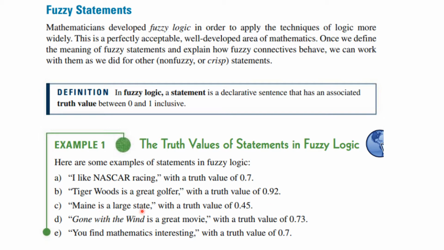Maine is a large state. The degree to which you feel that's true is 45%. Gone with the Wind is a great movie, and the degree to which you feel that is true is 73%. You find mathematics interesting, and you say that the degree to which you agree with that is 70%. So you see we're assigning values between 0 and 1 inclusive in fuzzy logic.